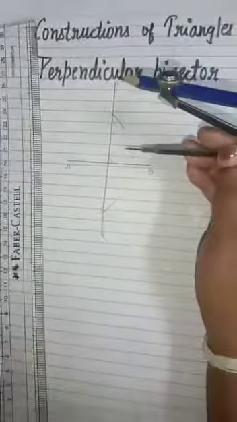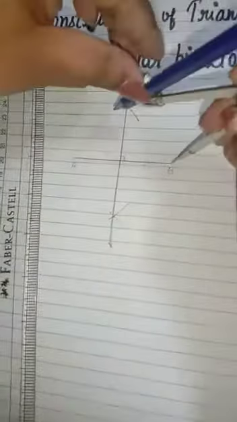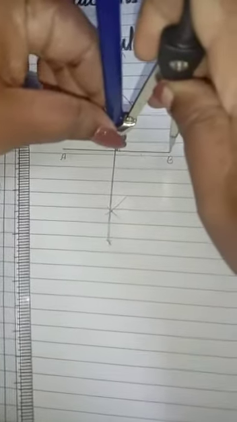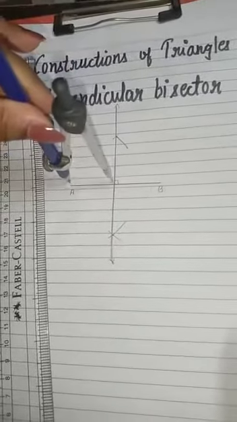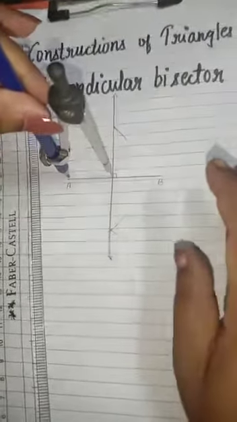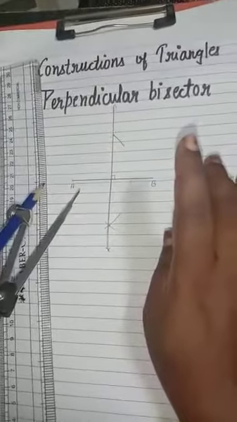Take the compass, or you may have a divider. Put one point of the divider here and the other here. Without any disturbance, put it here. You will see the distance is the same. So this is nothing but the perpendicular bisector of a segment.